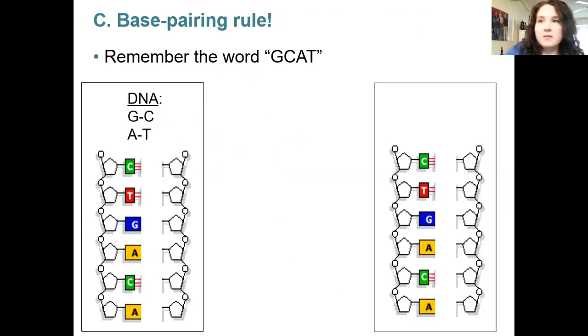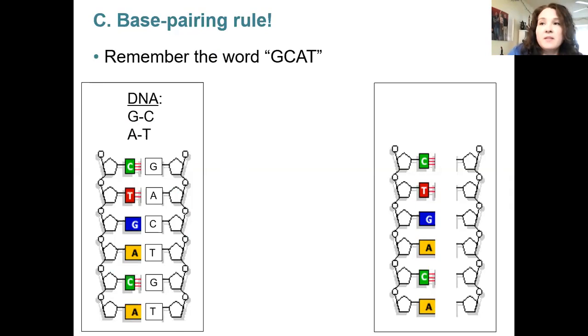All right. Next, let's review the base pairing rules. Remember which bases go together on DNA. We have G with C and A with T. So if you were to go through here, you would find that across from C is G, T is A, G is C, A is T, C is G, and A pairs with T.